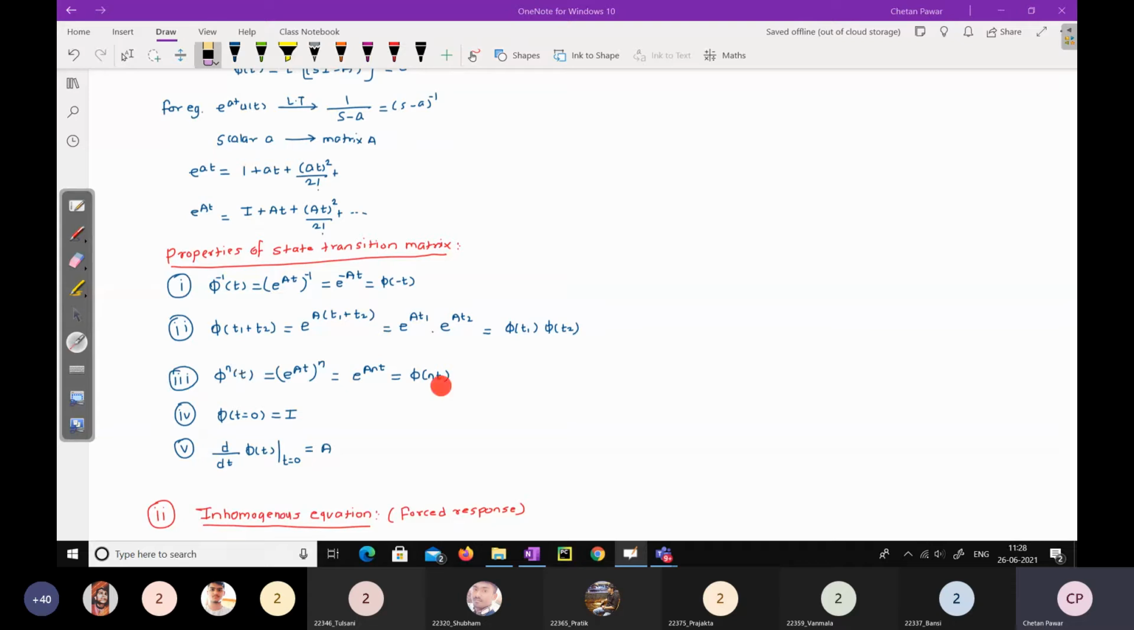So what is pi of t when t is equal to 0? That will be the identity matrix. If you put t is equal to 0 in this term, e raised to 0 is 1, so that will be the identity matrix. And the last property: if you take the differentiation of the pi of t matrix and find the value at t is equal to 0, that value will be equal to A. What is A here? A system matrix, right? So that value will be equal to the system matrix.